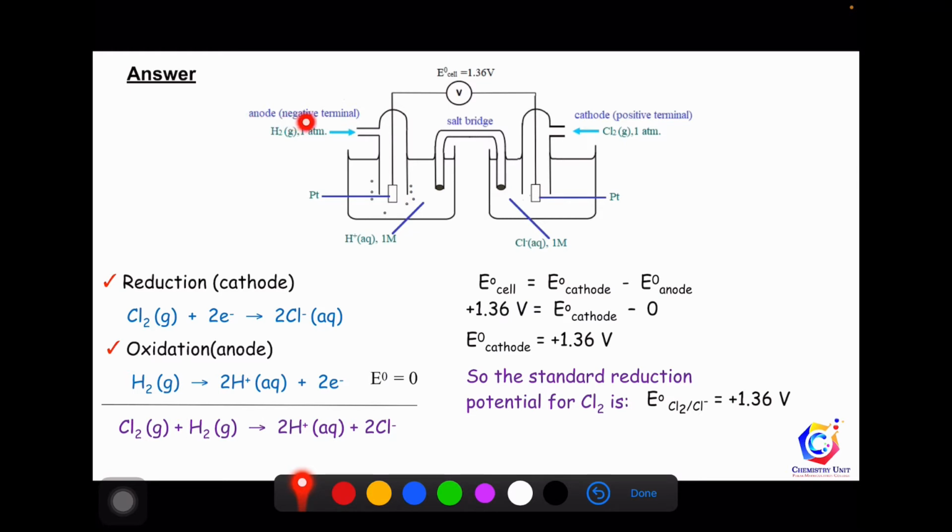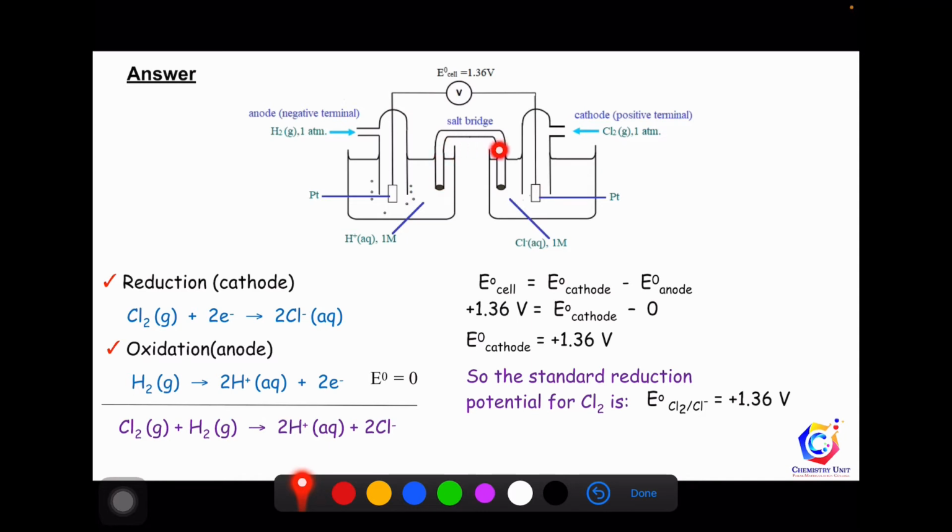Here is the diagram that you are required to reproduce. At anode, the negative terminal, we have the hydrogen gas at 1 atmosphere entering in. You have the platinum electrode and the H plus aqueous solution with concentration labeled. As for cathode, the positive terminal, we have the chlorine gas at 1 atmosphere entering, reaching the platinum electrode and the solution Cl minus aqueous at 1 molar concentration.